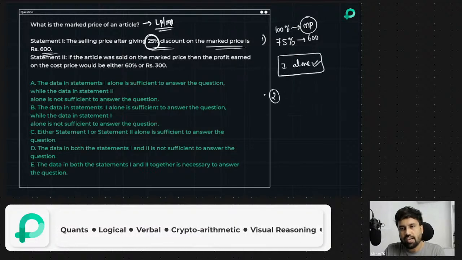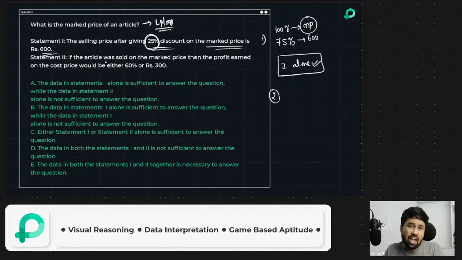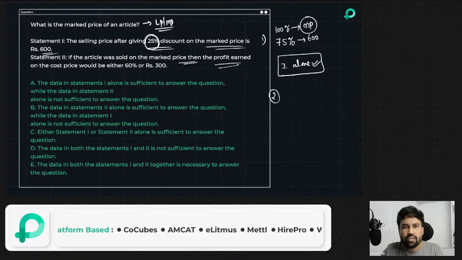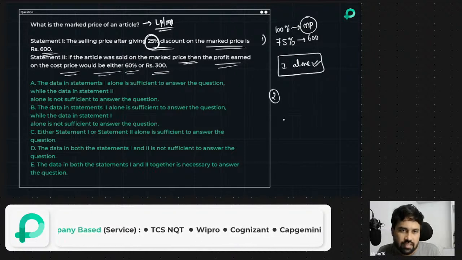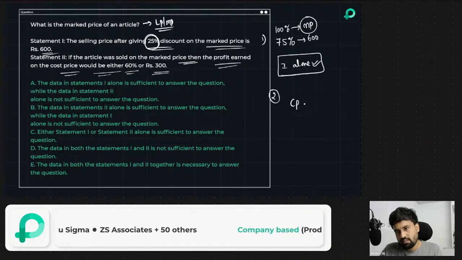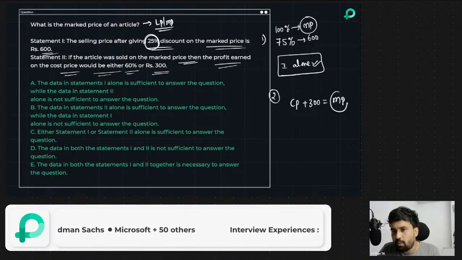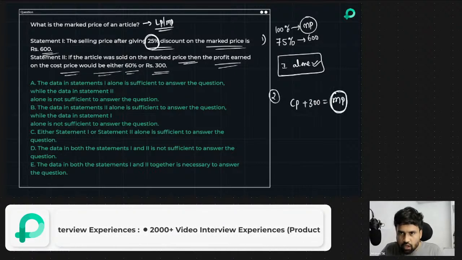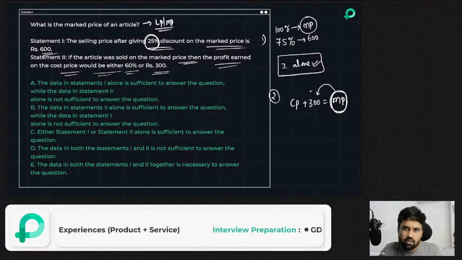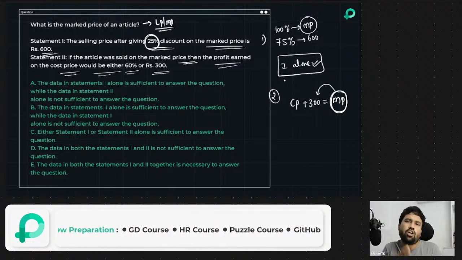Now just look at statement 2. If the article was sold at the market price, then the profit earned on the cost price would be either 60% or 300. So for example, cost price plus 300 is equal to the market price. If you sell the product at the market price, you get 300 profit. We know market price is equal to cost price plus profit.